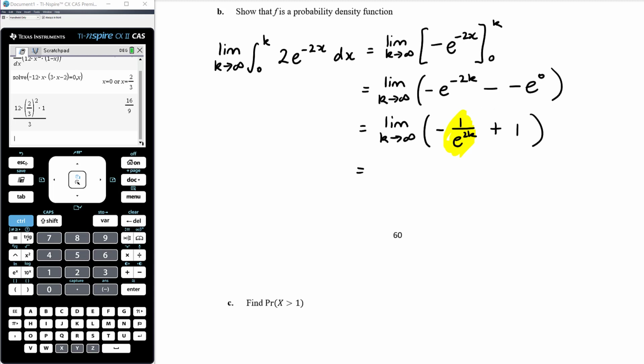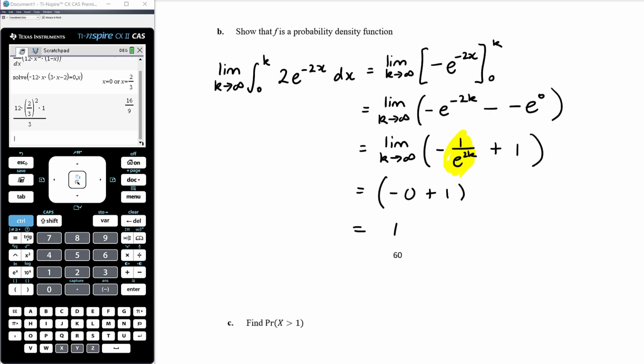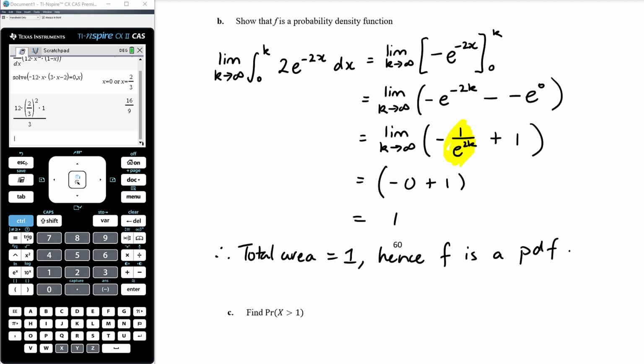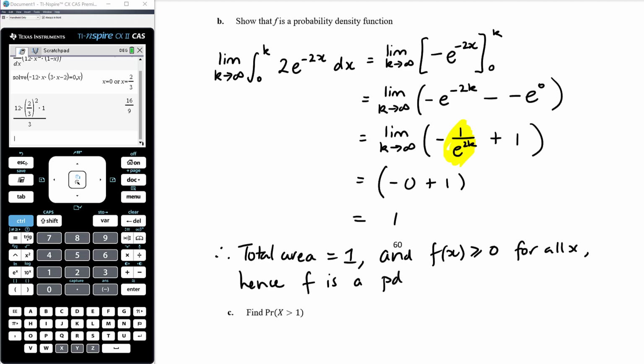Okay. So that means when we take the limit, we get negative 0, which is 0, plus 1, so we're just going to get 1. And so therefore the total area under the curve equals 1, hence f is a PDF. We can also see from the graph up above that the total graph is on or above the x-axis as well. Total area equals 1, and f of x is bigger than or equal to 0 for all x. Hence, f is a probability density function.